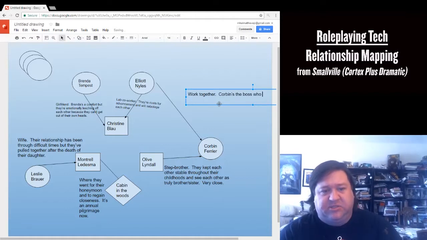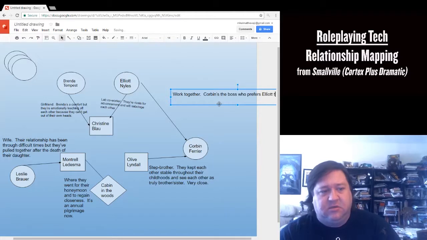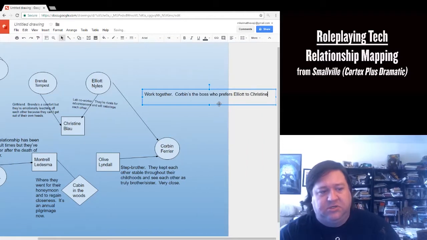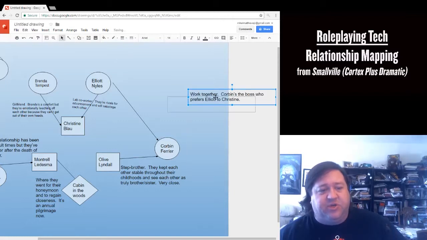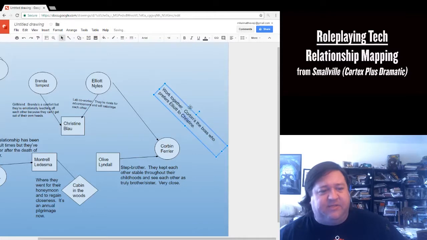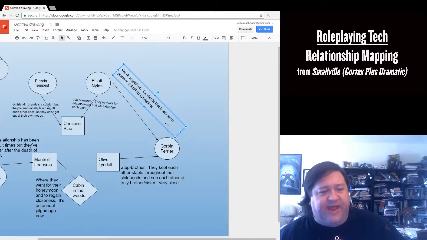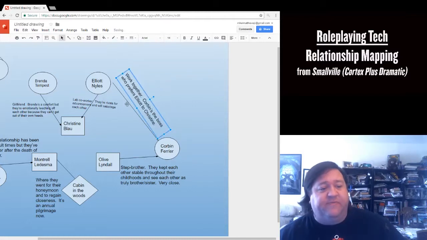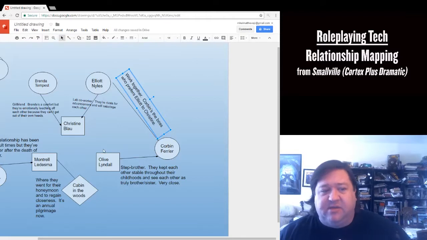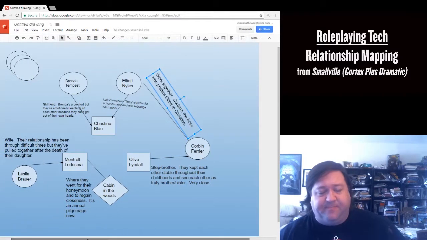Corbin's the boss who prefers Elliot to Christine. So essentially, for the player characters, the brother that one is very, very close to, we have now just made kind of the nemesis in some respects. Well, the gatekeeper of her ability to advance, and who's not particularly a fan of hers, someone very close to the other character. We already have some conflict that can become a part of the story because of that.